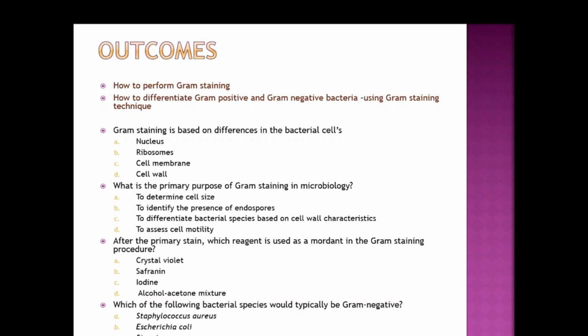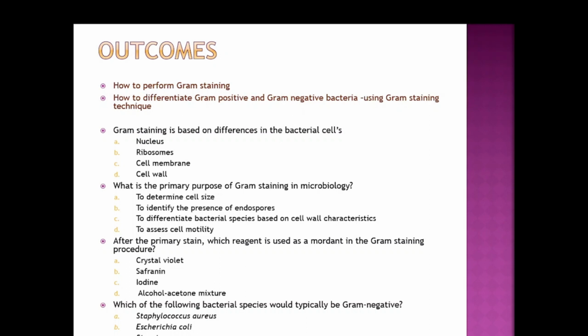Here we are going to conduct a small test in the form of MCQs. The first MCQ is: gram staining is based on differences in bacterial cells. A. Nucleus. B. Ribosome. C. Cell membrane. D. Cell wall. Yes, cell wall is the correct answer.